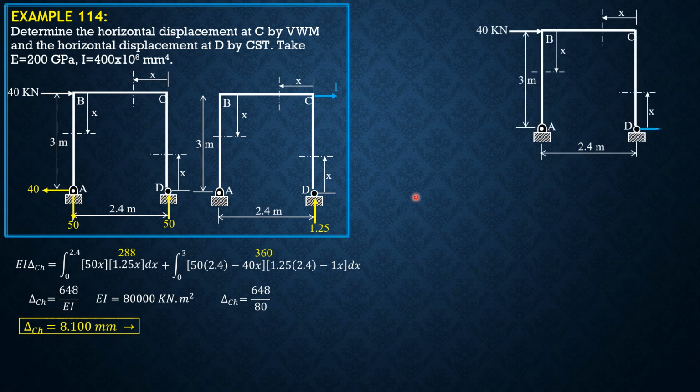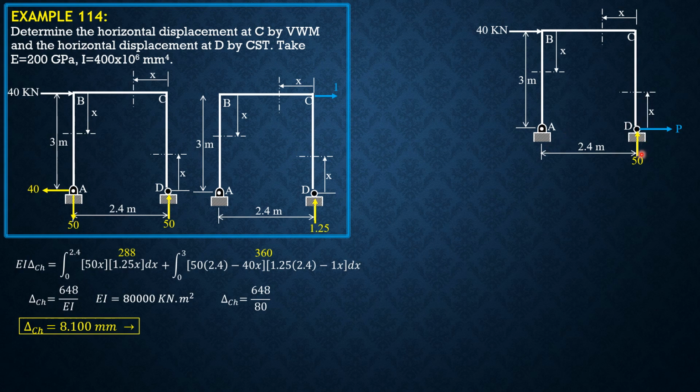D as shown. And the reaction here is still, if we sum up moment about A, P is not involved because it passes through A, so the reaction at D would be 50. And it is not a function of P.